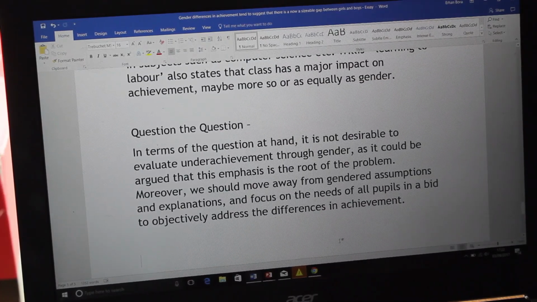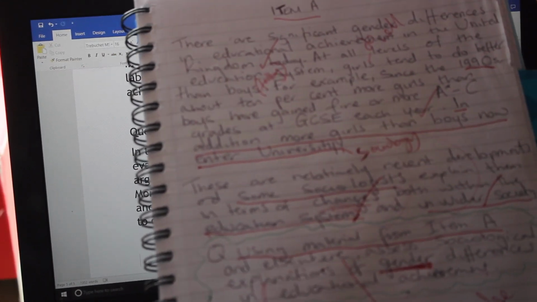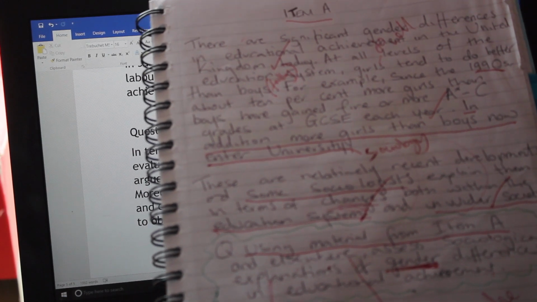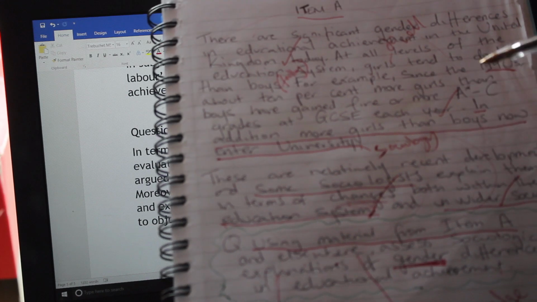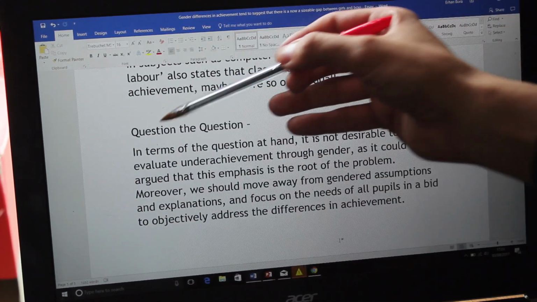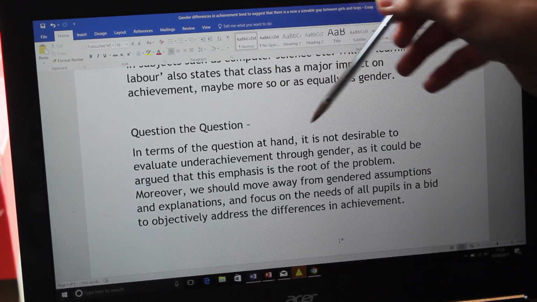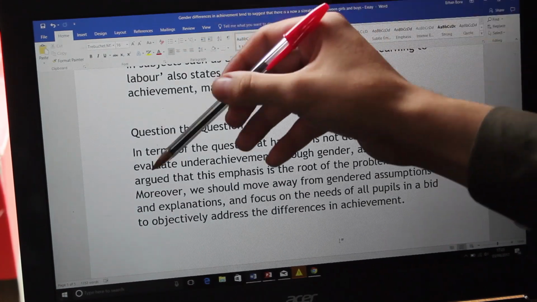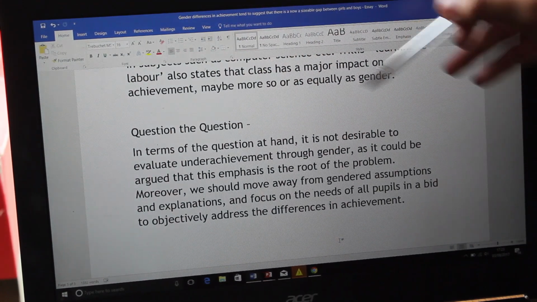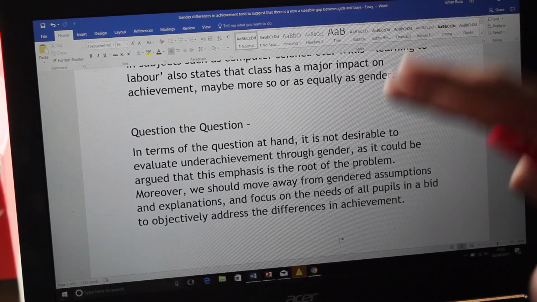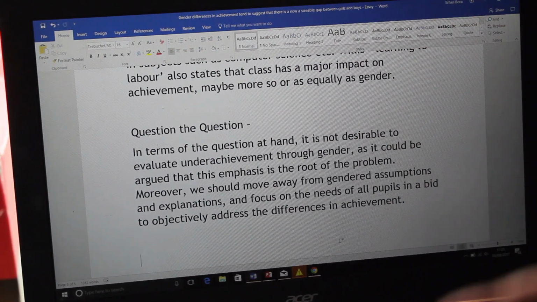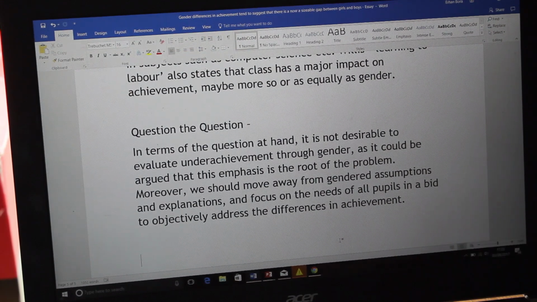So this is where you look at the question, look at this back up, and you sort of question whether we should be asking this question, whether this is actually an issue at all, or is there any better way to look at this issue? So we can tell that boys are underachieving. Okay. So I've said here, in terms of the question at hand, it is not desirable to evaluate underachievement through gender, as it could be argued that this is the emphasis of the root of the problem, or that having an emphasis on gender is in fact the problem in the first place.